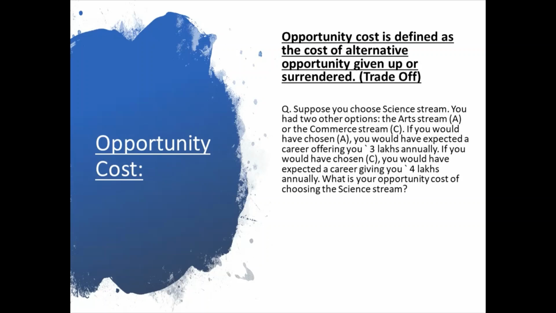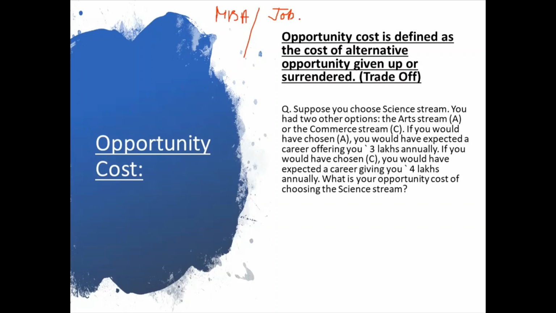Now let's see what an opportunity cost is. Opportunity cost is defined as the cost of the alternative, or the opportunity given up or surrendered. It's basically a trade-off. So it's the cost of the next best alternative. Let's understand it with the help of an example. Suppose you're given a choice between pursuing your MBA or going to work at your job.